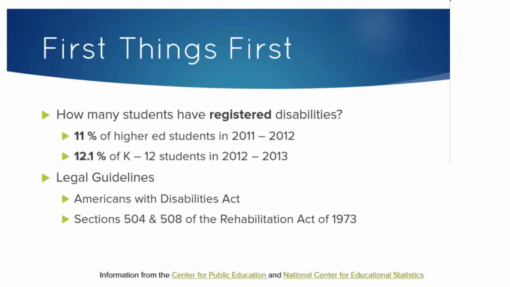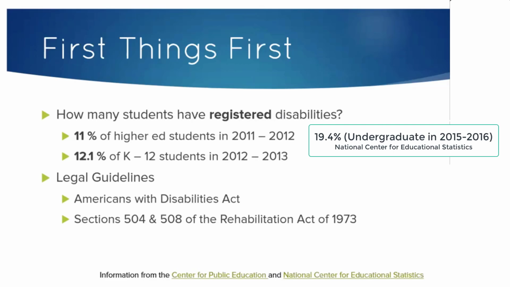So first things first, before we get started, we wanted to figure out how many students have registered disabilities. For 2011 to 2012, according to the National Center for Educational Statistics, 11% of higher ed students had a registered disability, and about 12.1% of K-12 students the next year. The reason I bold the word registered is because not everyone feels comfortable disclosing their disability. There could be a lot of awkwardness involved. People could be embarrassed, or people could simply not know what office to disclose to, and I've seen that a lot as well. So that's something to think about.